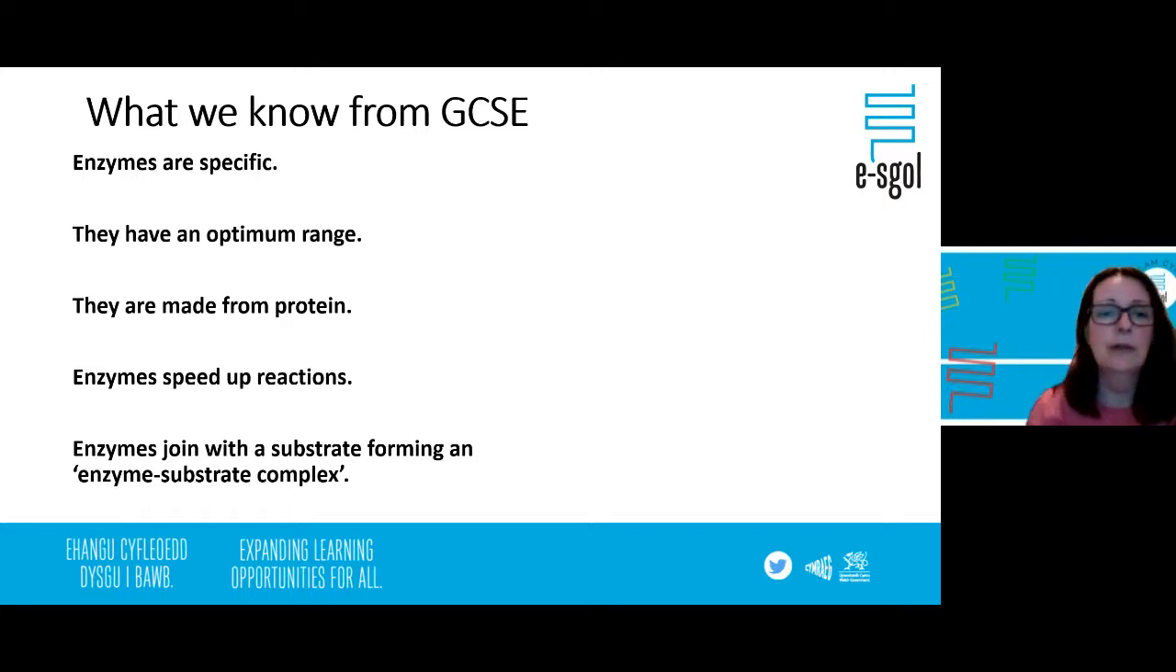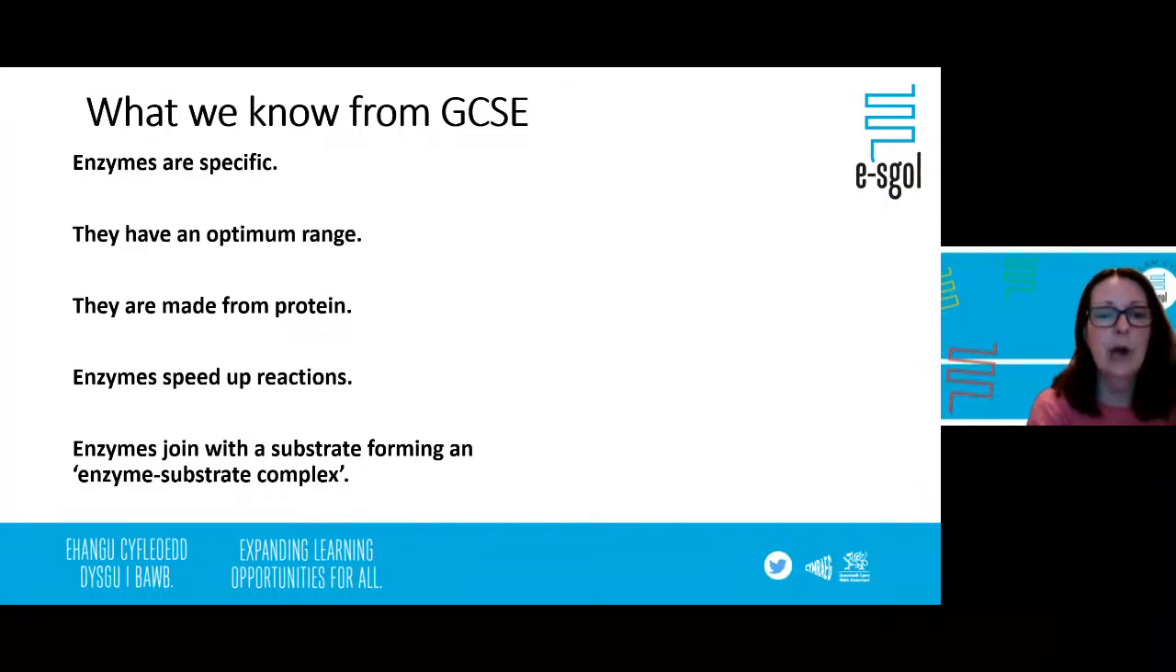Okay, so let's just remind ourselves what we know from GCSE already. If you remember, you looked at enzymes as part of your GCSE in Year 10 in Unit 1, and we looked at how enzymes are specific. So we looked at the names of different enzymes. If you remember, we looked at carbohydrases, proteases, lipases, which break down carbohydrates, proteins and fats or lipids respectively. And we had an understanding that those enzymes, so a carbohydrase, cannot break down a protein, for example.